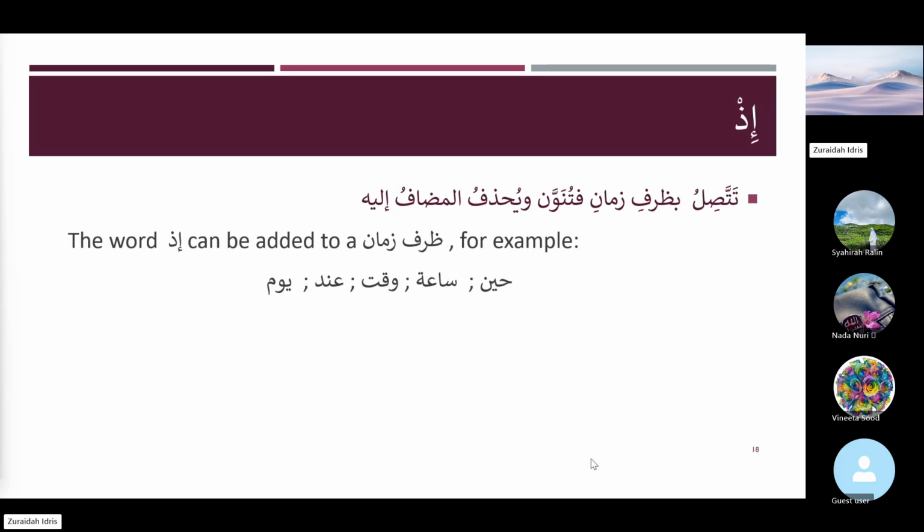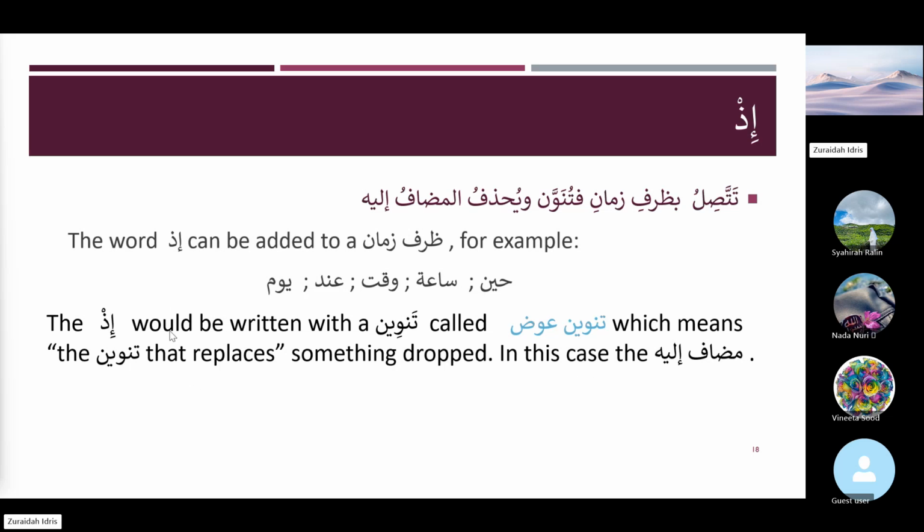Now we talk about the part where it itself is attached to another zarf zaman. In this case, it drops the mudaf ilayh, and it's no longer light. Remember, mudaf has to be light, but it's no longer light. And what happens is a tanween comes in. We call it tanween 'iwad because it replaces something that has been omitted, and in this case, the mudaf ilayh. We'll see an example of this.